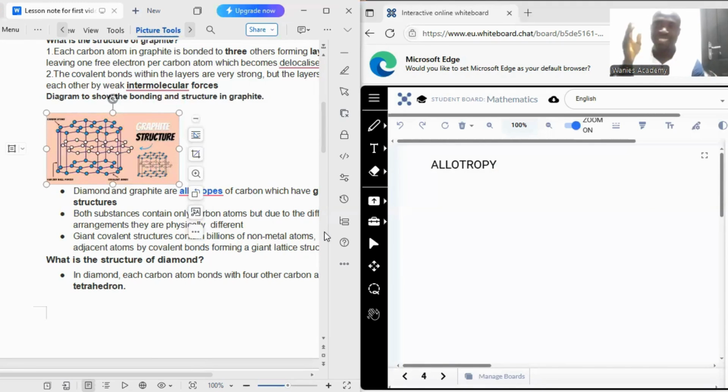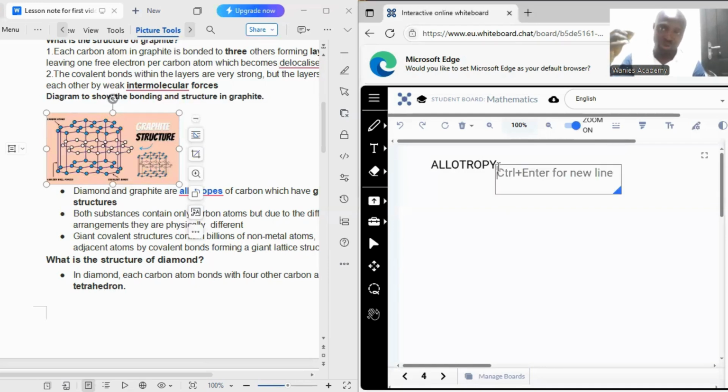Then thirdly, graphite is known to have a high melting point. The melting point of graphite is about 3,650 degrees Celsius. That is quite high. This melting point arises from the fact that the strong covalent bonds between the carbon atoms hold the atoms together. Therefore, a very high amount of heat energy is needed to break these bonds. So this accounts for the high melting point of graphite.